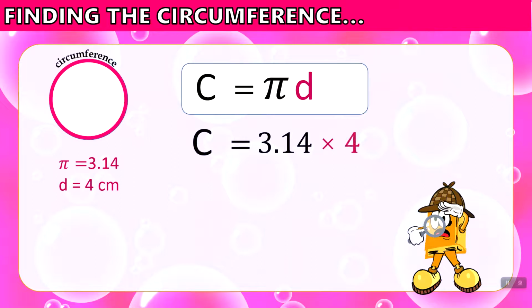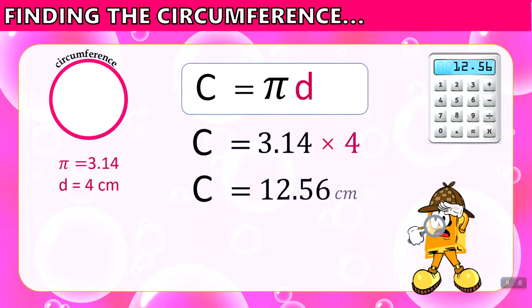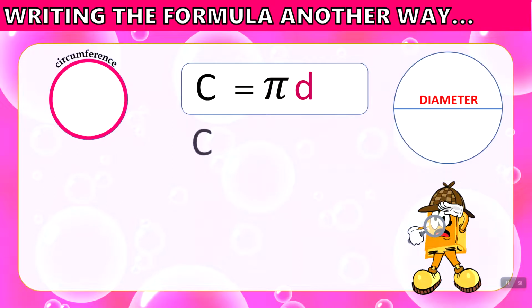And so C is equal to pi, well, we know pi is 3.14, multiplied by d, in this case 4. And so when we use our calculator, we can put in 3.14 multiplied by 4, and we get 12.56 centimeters. You always have to put the units at the end as well. So in a circle that has a diameter of 4 centimeters, the circumference, if you measured it, would end up being 12.56 centimeters. Now let's take a look at another scenario.